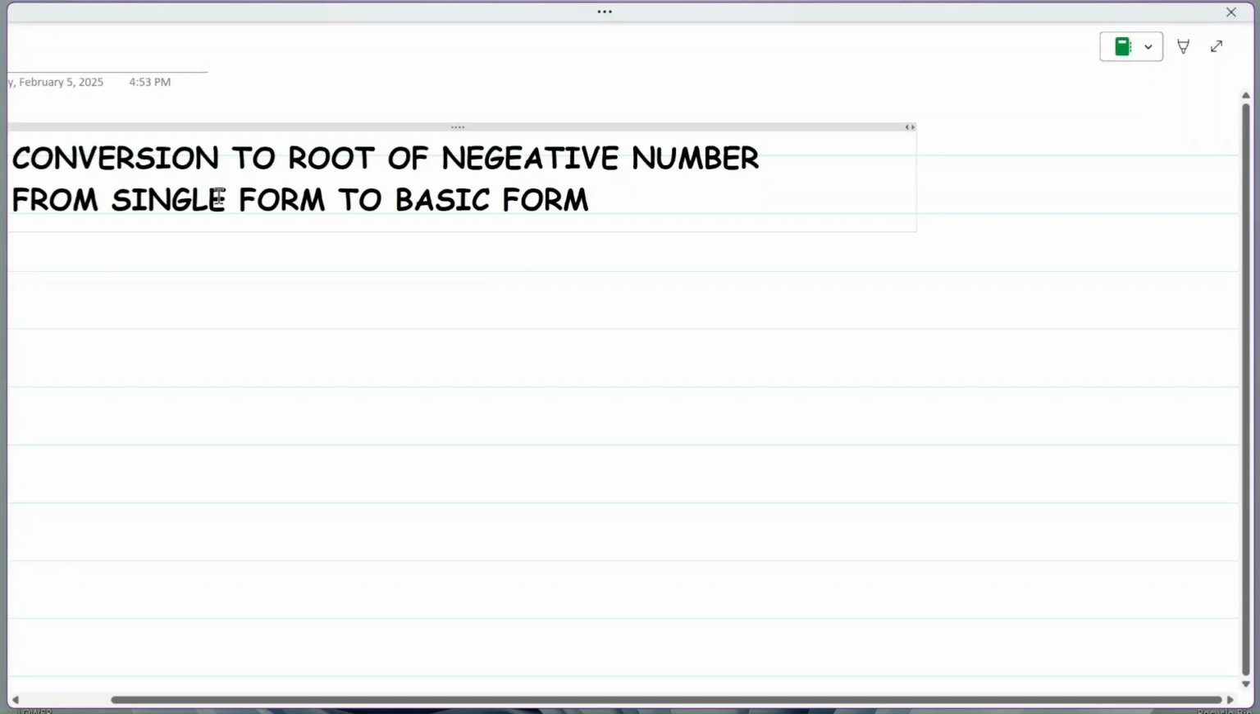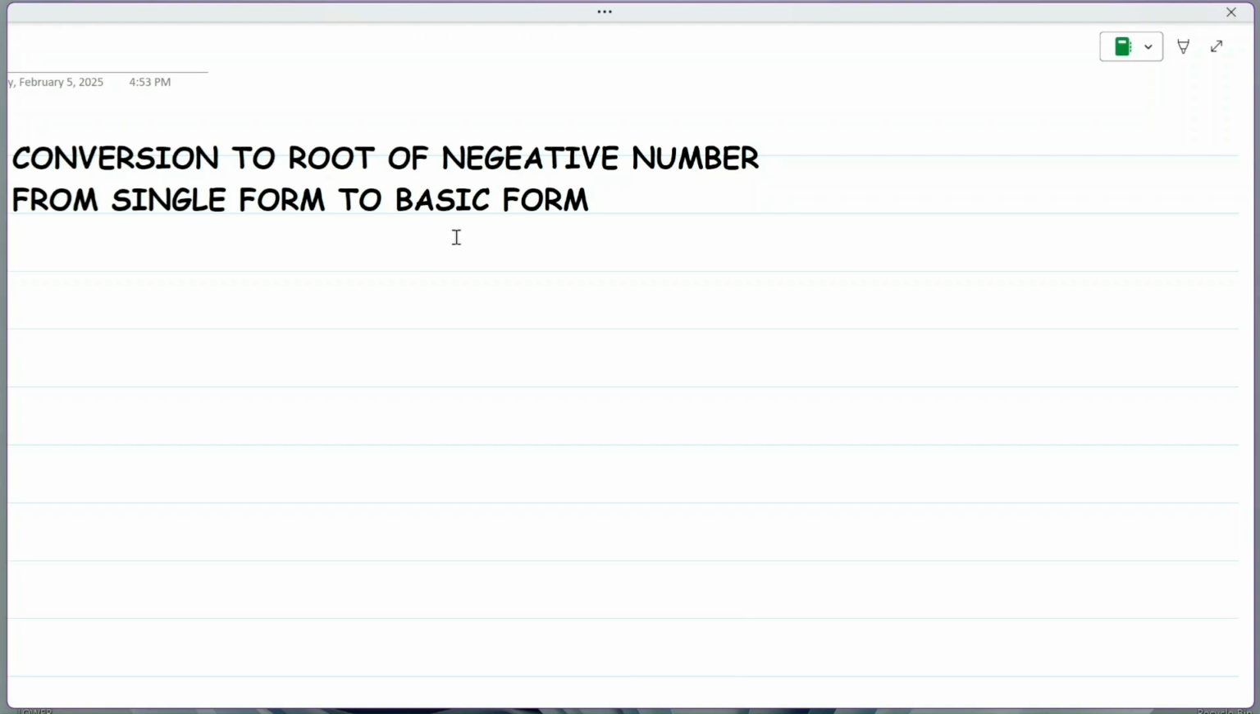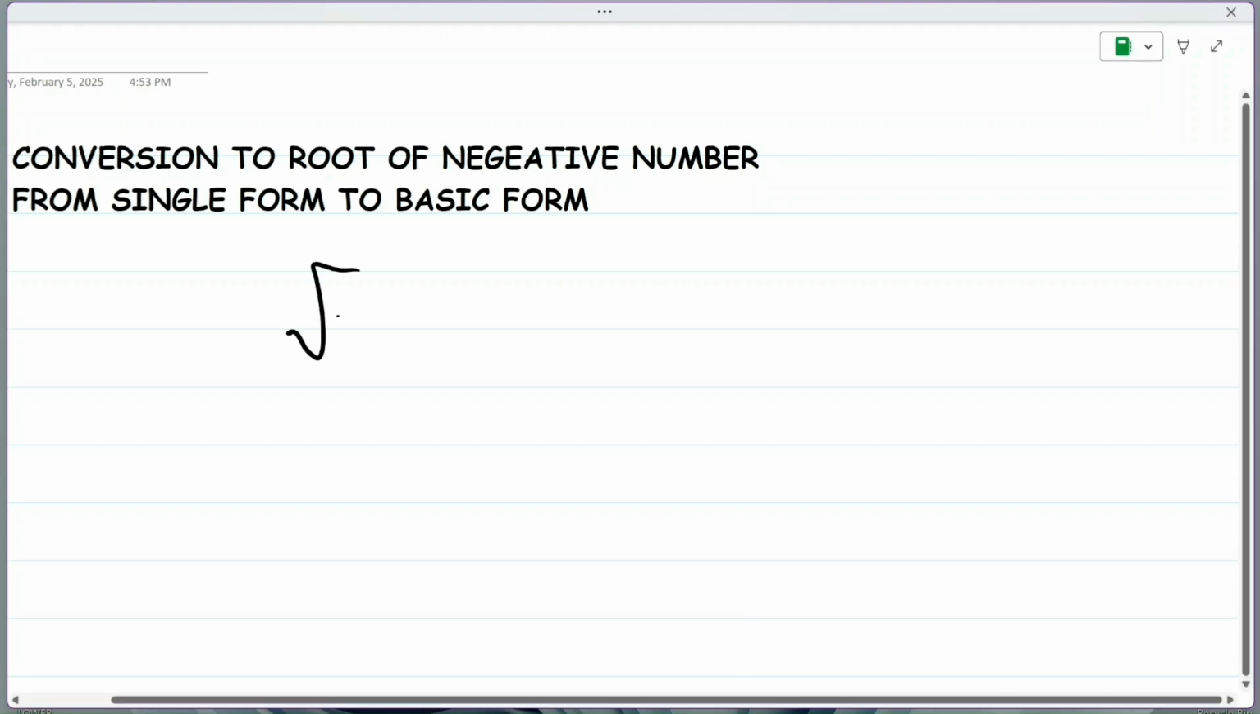Conversions of roots of negative numbers from surd form to basic form. This in high school is part of the American curriculum. So let's say, for example, you have square root of minus 2. This is in surd form, and we can change it from surd form to basic form.